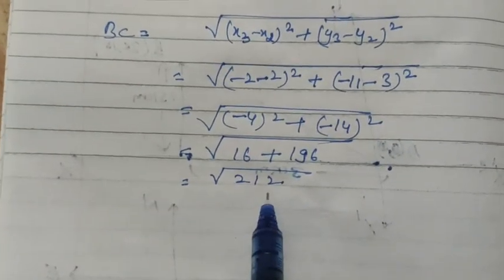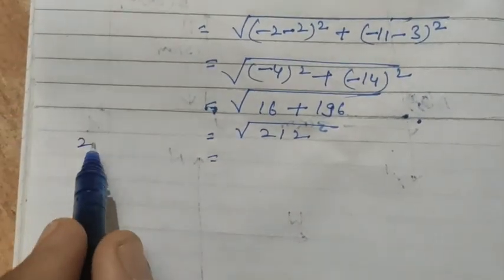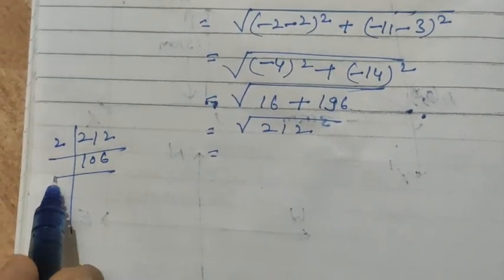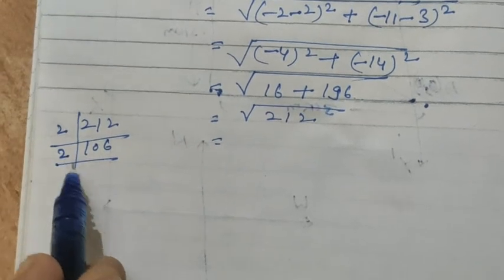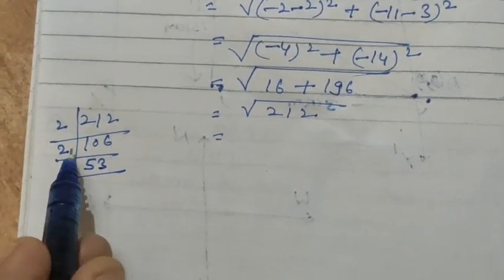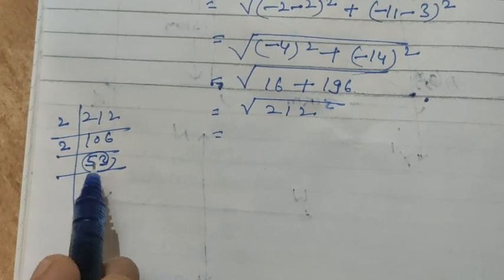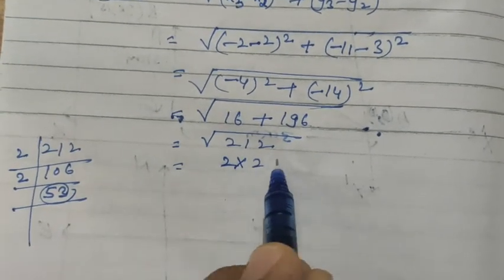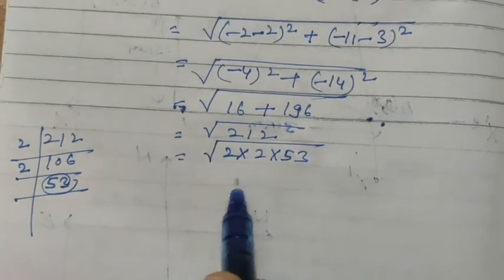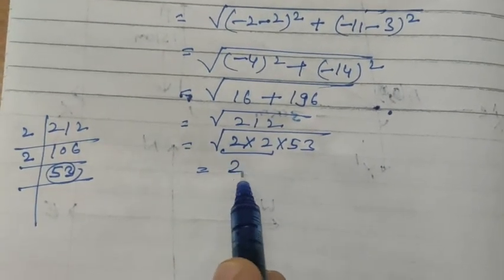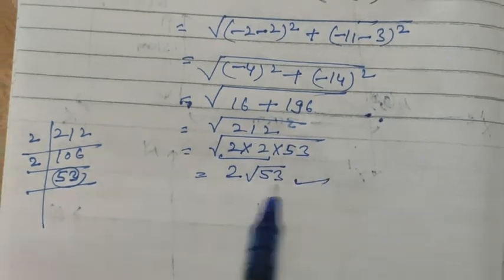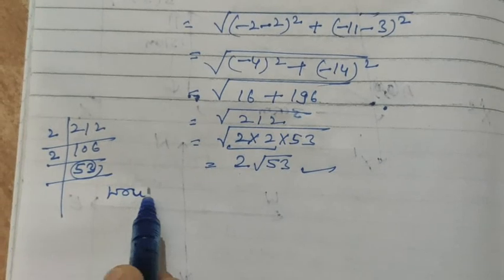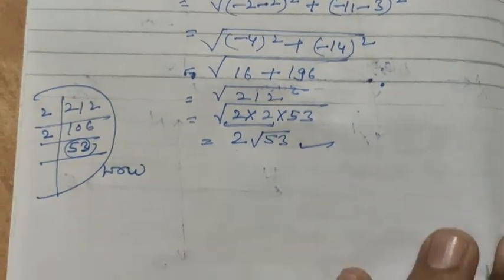So 212, do the prime factorization of 212. 212 divided by 2 is 106, 106 divided by 2 is 53, and 53 is a prime number, so it can't be further factorized. So we can write 212 as 2 into 2 into 53. So 2 can be taken out as common, so 2 root 53. This is the distance BC. This is the rough work, so don't do it in fear.